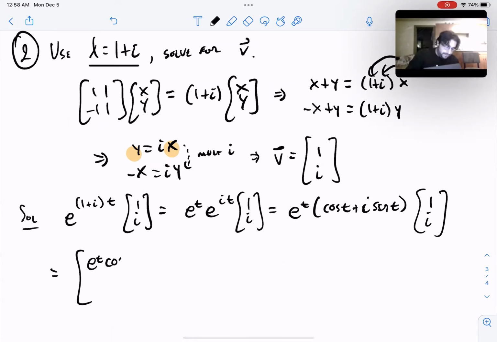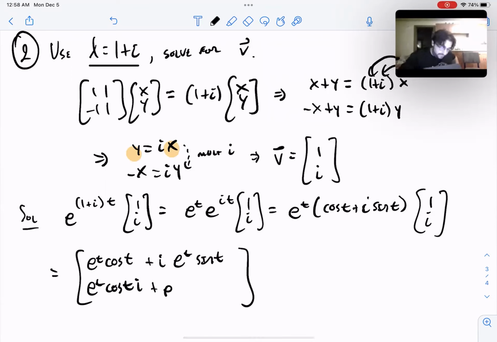So we get e to the t cosine t plus i e to the t sine t in that first component, right? And the second component, what do we have? We have e to the t cosine t i, right? And then I have e to the t sine t i squared.